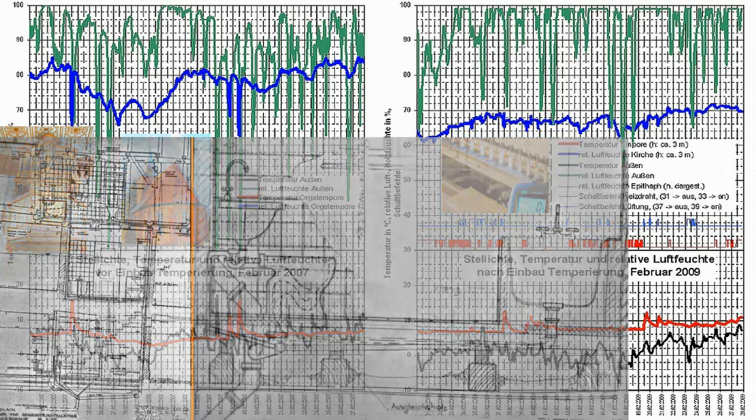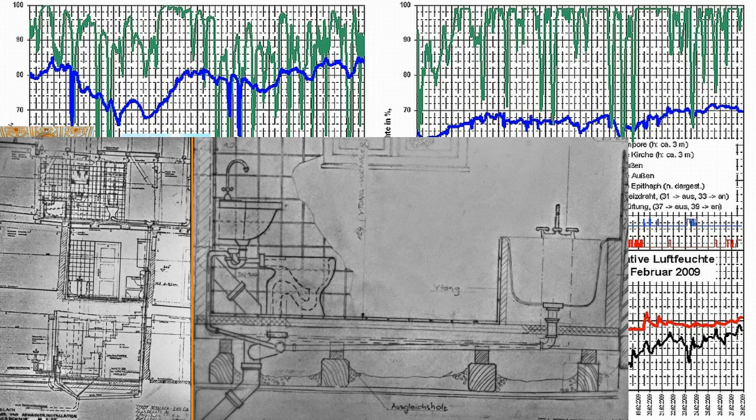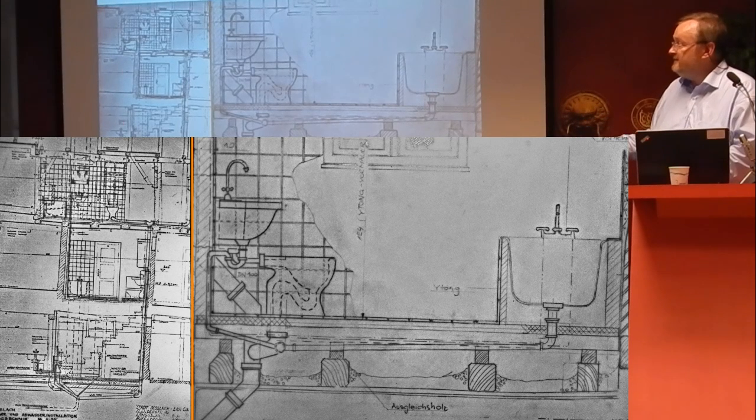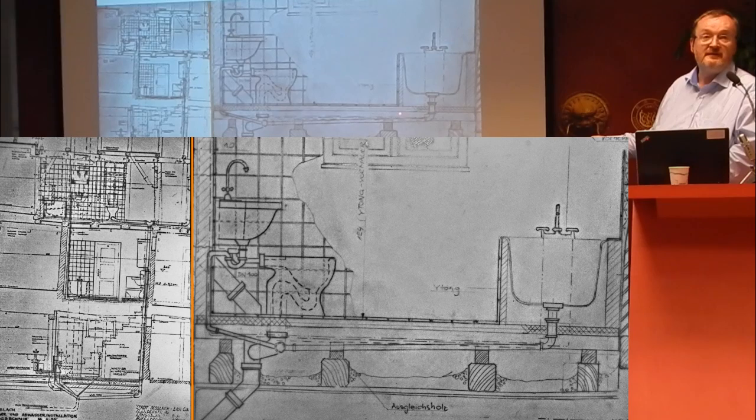The upper graphs represent the air humidity, the lower the room temperature. On the left side before, on the right side after our installation. That is the detail we need to repair old houses. That is the drafting we need. Show every tube, how it goes through the late Gothic construction.